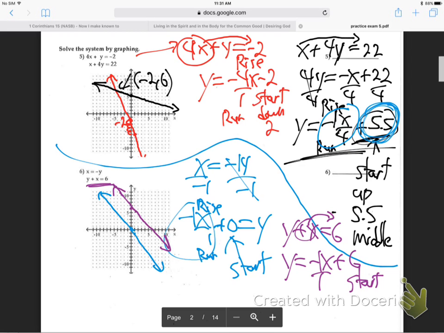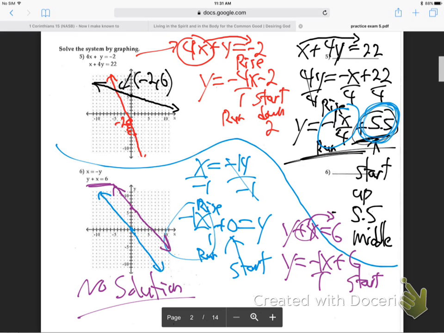There we go. That good? Where do those two lines intersect? They don't. No solution. This one has no solution because there's no intersection. The answer is where they intersect. Those two don't intersect, so no solution. They're parallel lines.